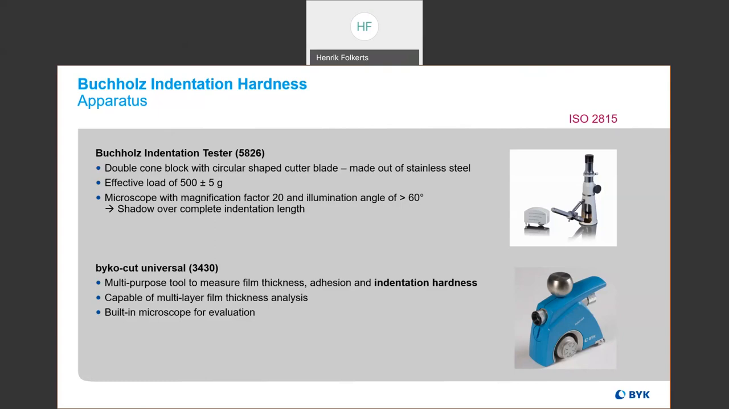An alternative is the so-called BucoCut Universal instrument, this one here. The BucoCut Universal can also be used to measure film thickness, the adhesion, and of course the indentation hardness according to Buchholz. There's a wheel where different blades can be placed at different positions. Here, this is the wheel. It can be used for different blades and methods. For the Buchholz test, additionally, a weight needs to be put on the top of the instrument to reach an effective load of 500 grams. Here you see the load.